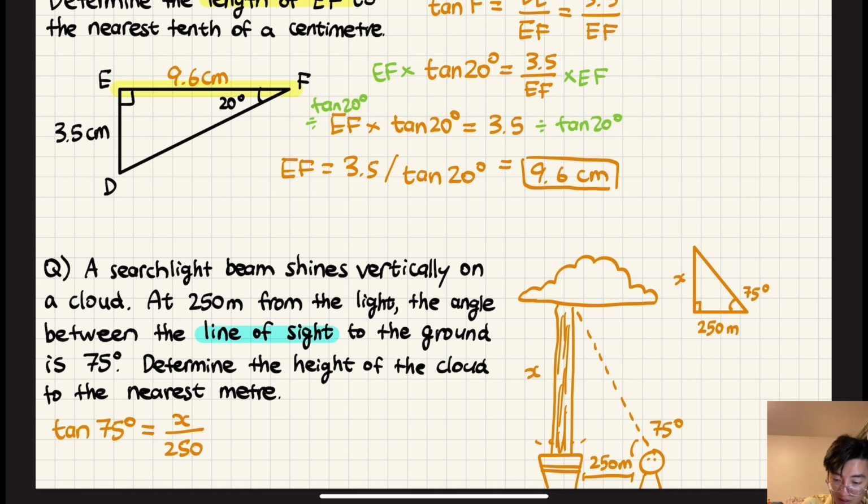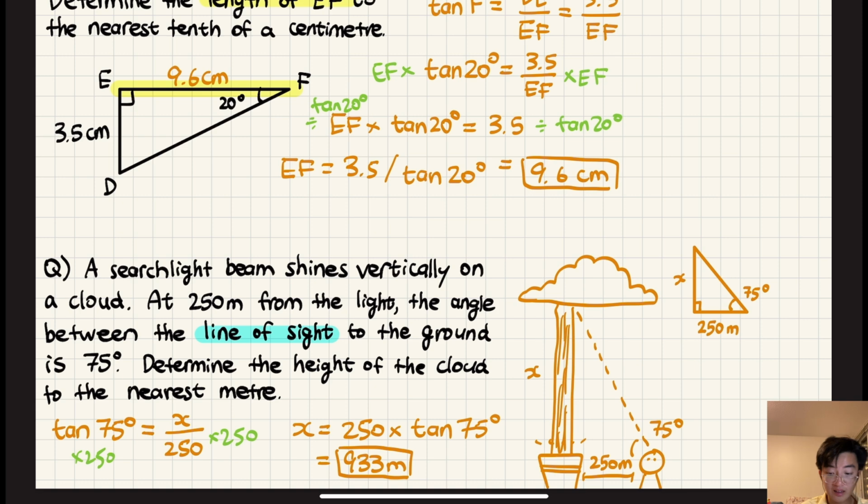And that's fortunately a simple equation to move around. We just multiply everything by 250. We have x equals 250 times the tangent of 75 degrees. And according to our calculator, we get 933 meters, which means that this beam of light is 933 meters tall. Which I guess kind of makes sense, right? Clouds are probably a kilometer above our ground. So yeah, this is how we can use diagrams to help us answer those kinds of questions.